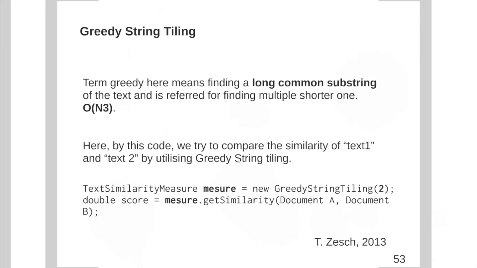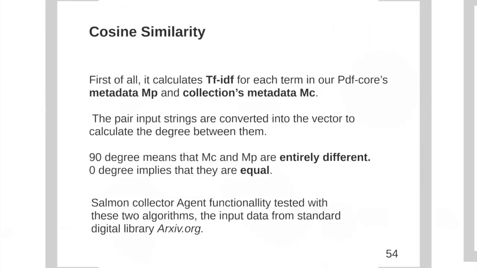So greedy stands for finding a long common substring. The disadvantage is that the complexity of the algorithm is O to the power of 3. The YAP algorithm uses that greedy for finding duplication in student exercises, and it's really good for finding slight differences between two similar documents. For example, if one user adds one text, then finding that text with greedy is very advisable. These details are explained in Professor Sesh's summary of the DKPro algorithm.